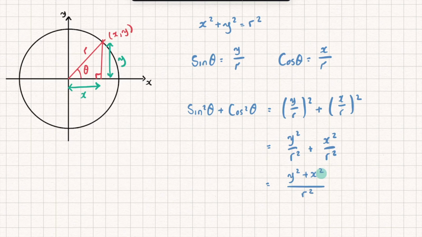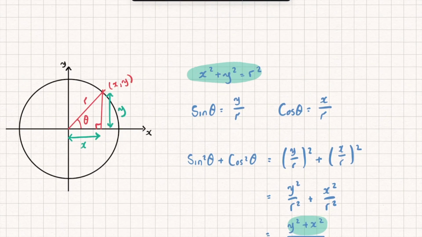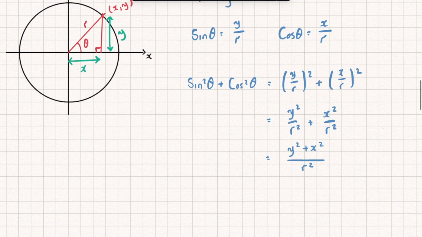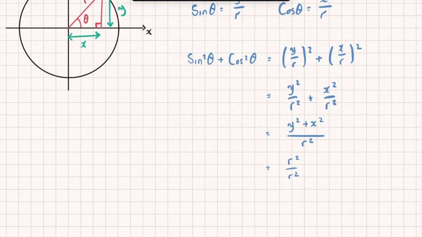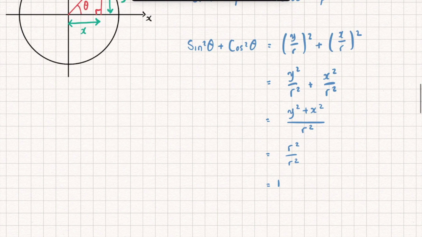Now, how else could I rewrite y squared plus x squared? Well, if we go back to the start, one of the first things we wrote down was x squared plus y squared is equal to r squared. And so that means I can rewrite this numerator as r squared. So this is equal to r squared over r squared. Well, r squared divided by itself is just going to give me 1. And you can see we arrive at the identity, which we write like this: sine squared theta plus cos squared theta is identical to 1.